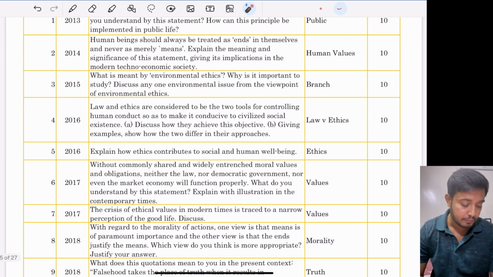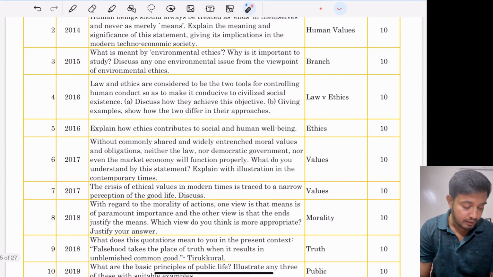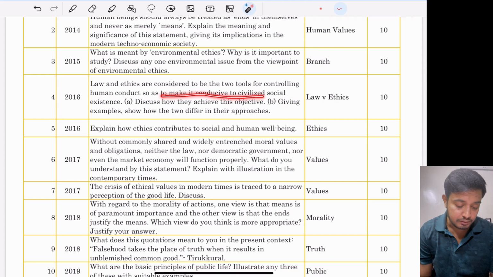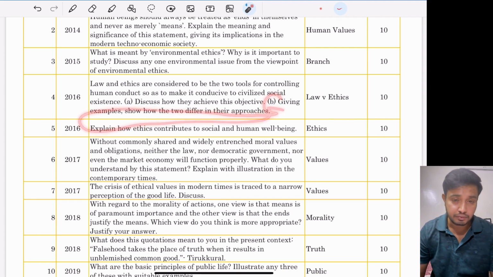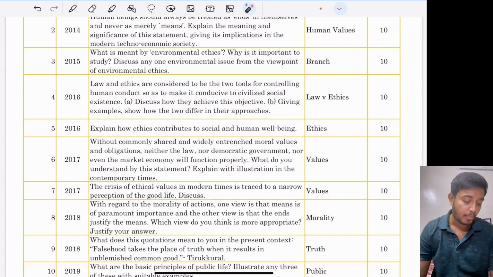This comes under the dimensions. And let's come to the 2016 question. Law and ethics are considered to be two tools for controlling human conduct so as to make it conducive to civilized social existence. So this is the statement, and the subpart which the question asks is: discuss how they achieve this objective. This is going to be your first part. Giving examples. So he clearly is asking to give examples. Without examples, you won't get much marks in this second part. Anyway, we have to focus on giving examples so that it remains simple for the examiner to understand. And in this particular question, he is specifically asking for examples, so they become even more important.